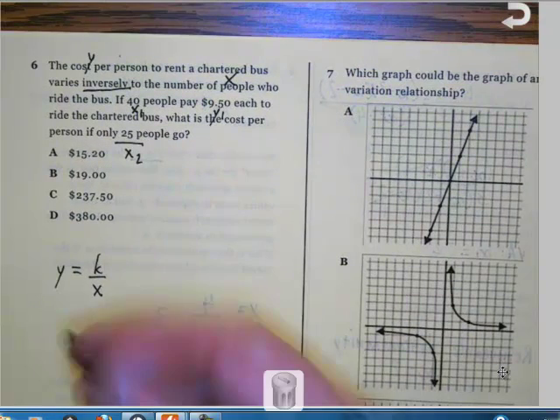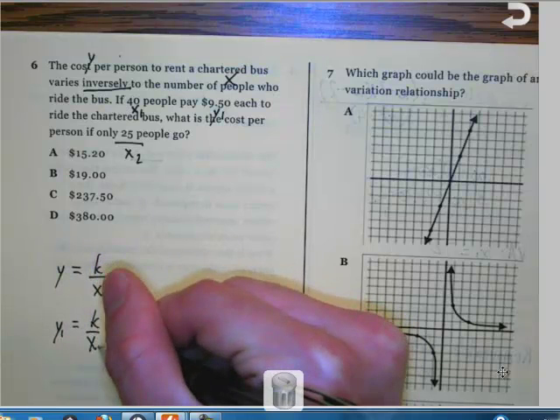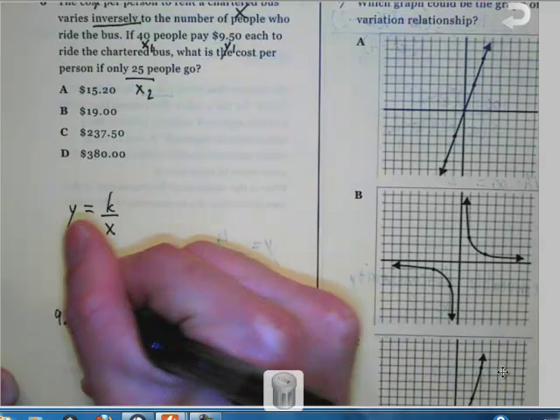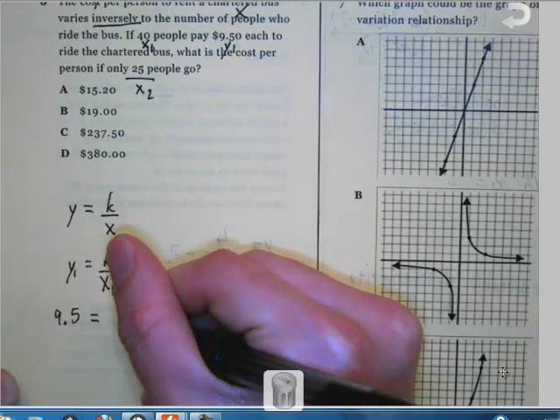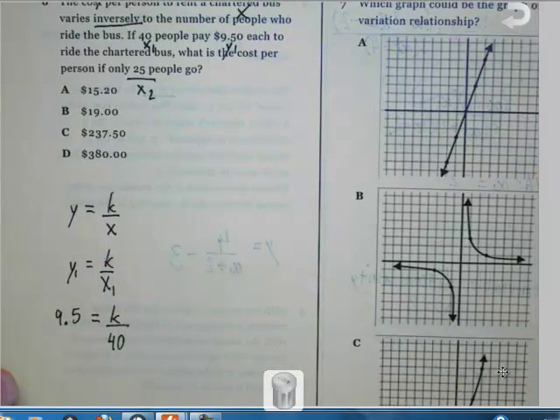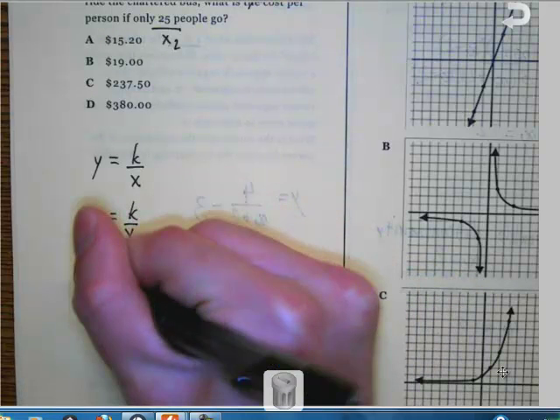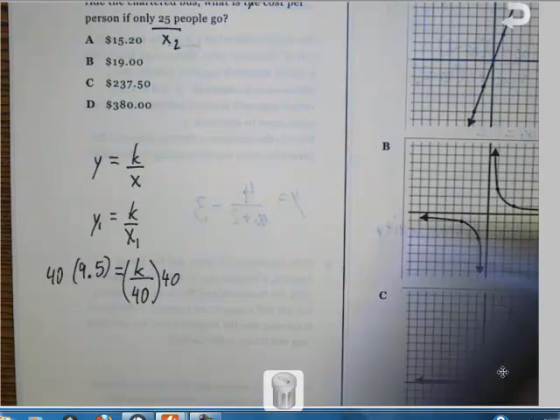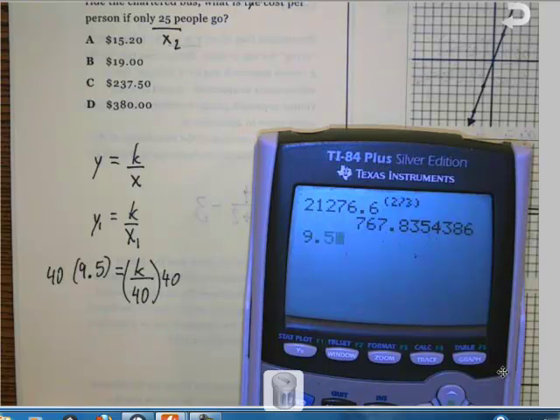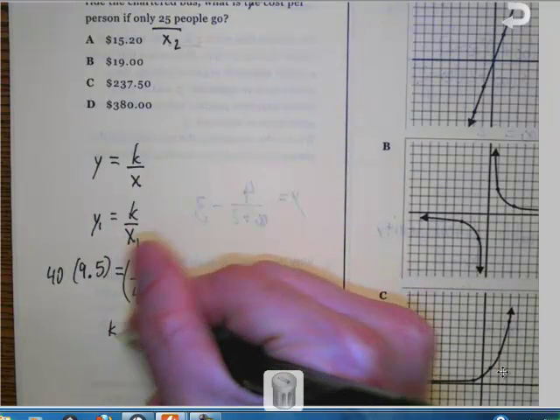So, you remember that y is equal to k over x, so that means y1 is equal to k over x1, which means y1 was 950, is equal to k, which is our unknown at this point, over 40. You multiply both sides by 40 to find k, which in this case I'm going to use a calculator. And you have 380. So k is equal to 380.